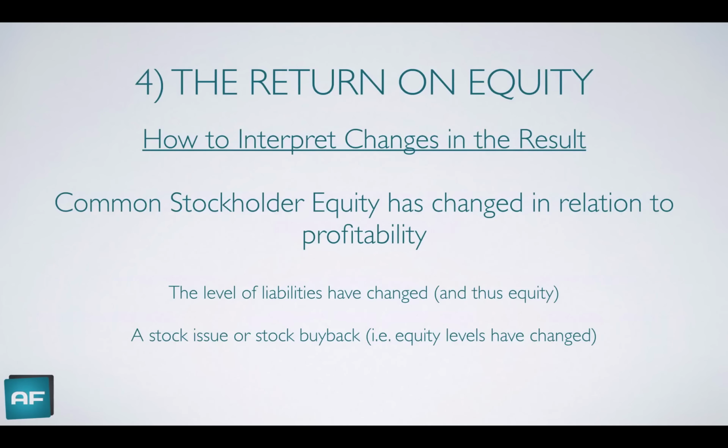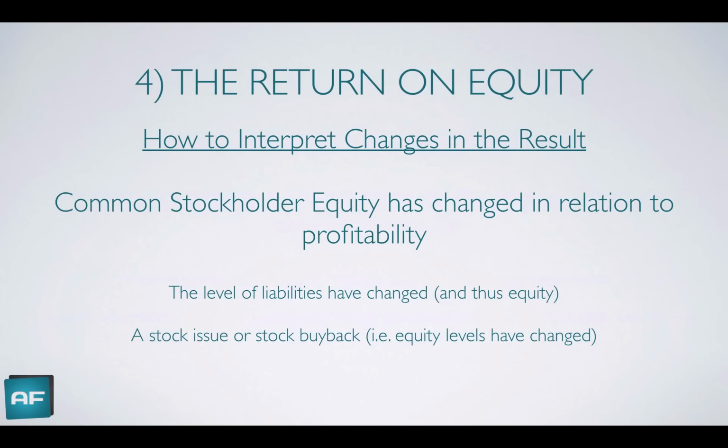The other factor is that common stockholder equity is changed in relation to profitability. This could be because the level of liabilities have changed, and thus equity. Because if you know your accounting equation, equity equals assets minus liabilities. So if liabilities have changed without a corresponding change in assets, then common stockholder equity will fall.